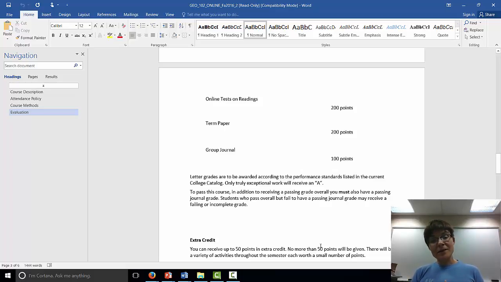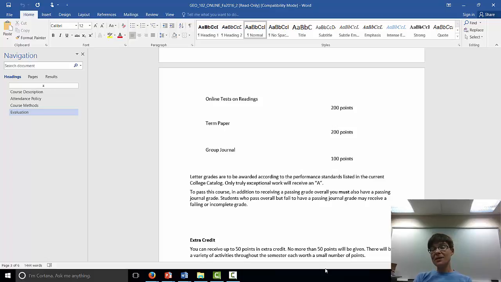Letter grades are awarded according to performance. Only truly exceptional work will receive an A. Honestly, it's normal for lab science that not a lot of people get A's. Don't let that freak you out. Not a lot of people get F's either, so don't let that worry you. But there's a lot of B's and C's out there in my courses, so they do take a lot of work. They do take a lot of focus.